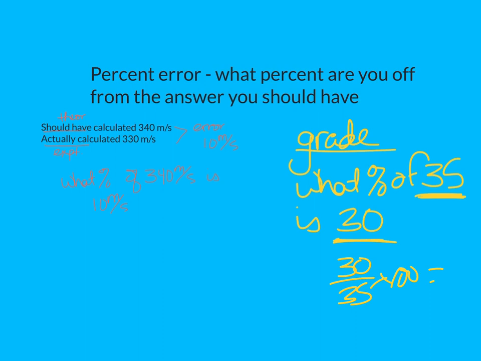So you're going to take the 10, which is your error. Okay, so that's my error, how far off I was. And divide by what I should have gotten. And then multiply that answer by 100. And that would be my percent error. So now I'm going to give you the actual equation.